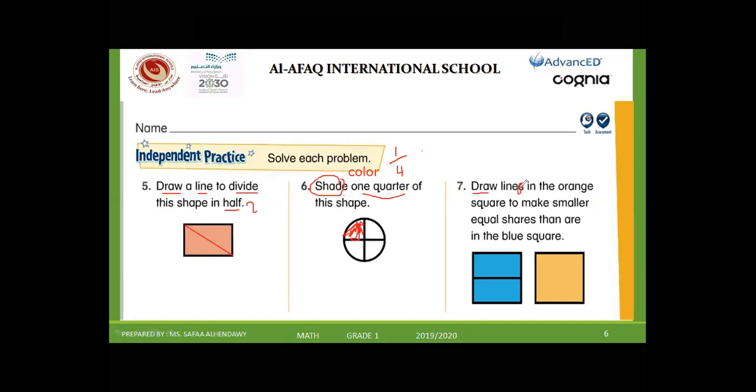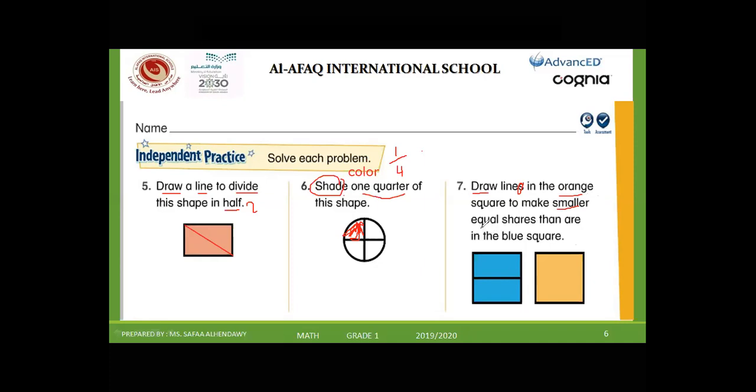You can make more. Why? Where will I draw this line? In the orange square here. Why? To make smaller. Wow, stop here. The word smaller means you will compare the size or the number of parts or shares? No, smaller means I will compare the size. Okay, so go here, complete reading.